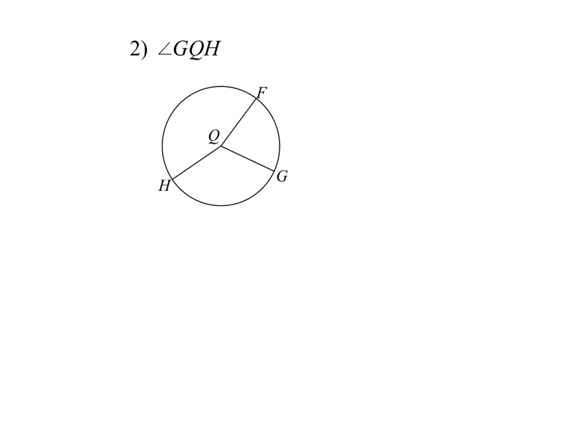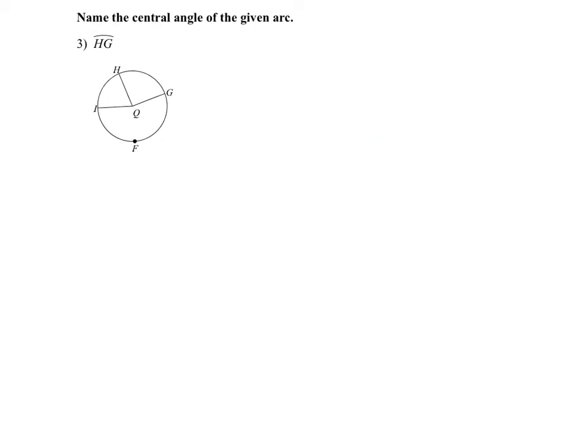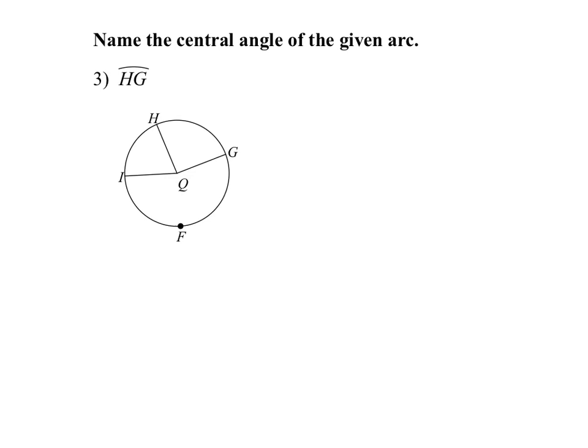Number 2. Angle GQH is this one right here. So in this case, it's arc HG. The next one, I want to name the central angle. So HG is this one, so that means the central angle is that one. In this case, we have to use 3 different letters. So angle HQG.